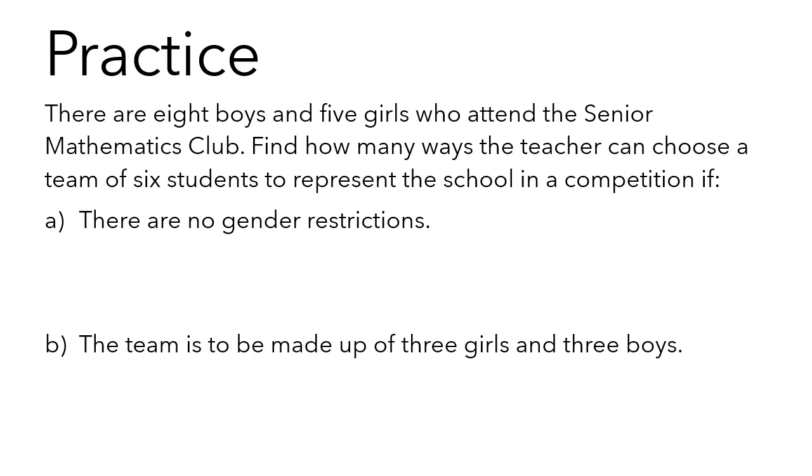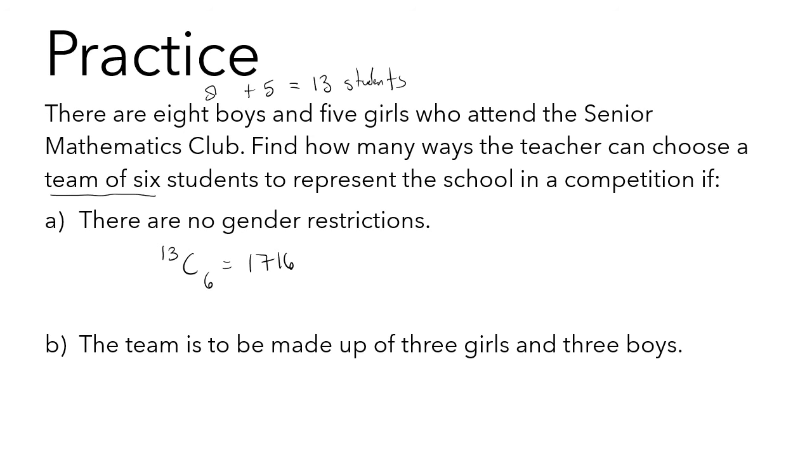Okay, last question. There are 8 boys and 5 girls who attend the Senior Mathematics Club. Find out how many ways the teacher can choose a team of 6 students to represent the school in a competition if, part A, there are no gender restrictions. Okay, so we got 8 boys plus 5 girls makes 13 students in total. Now we're only choosing a team of 6. So remember back to the soccer example, when we're choosing a team, order doesn't matter because if we pick the students in a different order, they're still the same team. So we're going to do 13 choose 6, and that's going to equal 1,716 different teams.